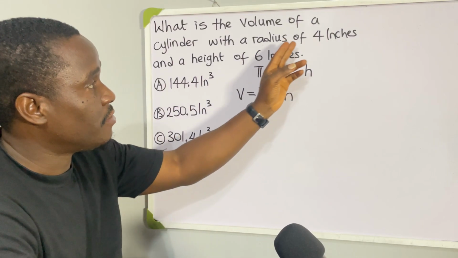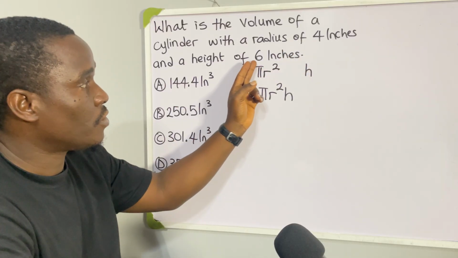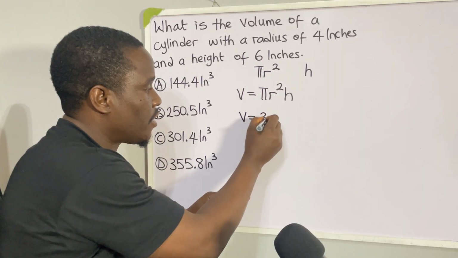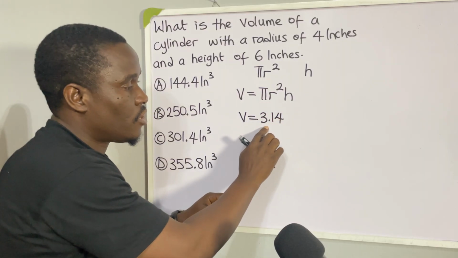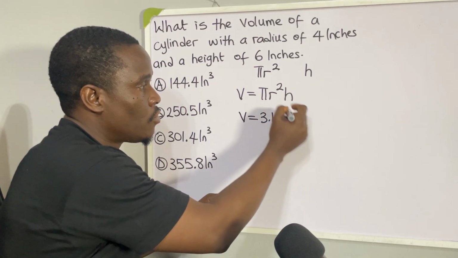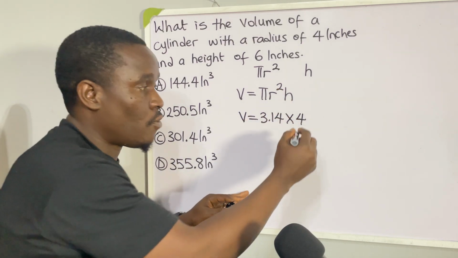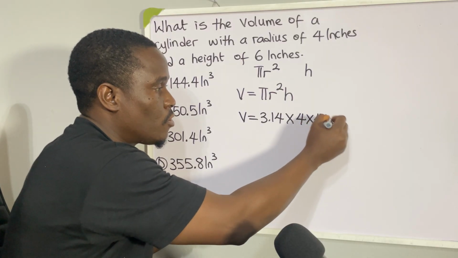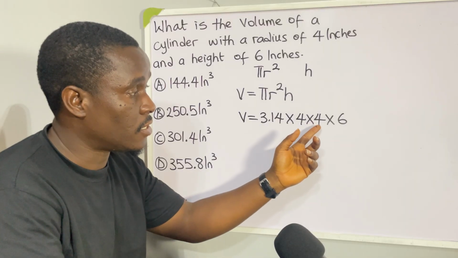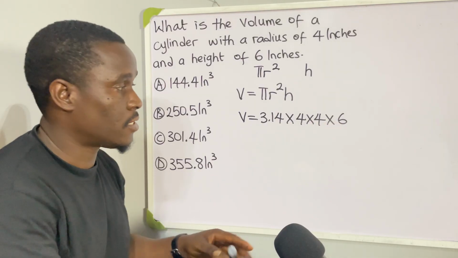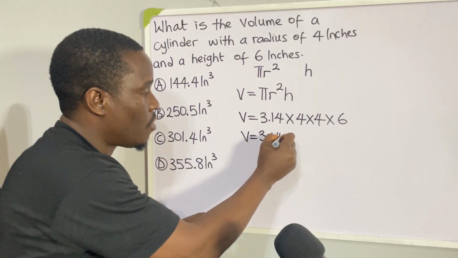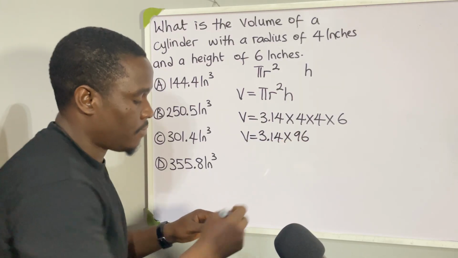In this question, we are given the radius to be 4 inches and we're also given the height to be 6 inches. So volume is equal to 3.14, where 3.14 represents pi, multiplied by 4 squared. 4 squared means 4 times 4, multiplied by 6. 4 times 4 is 16. 16 times 6 is 96. So this means the volume is equal to 3.14 multiplied by 96.